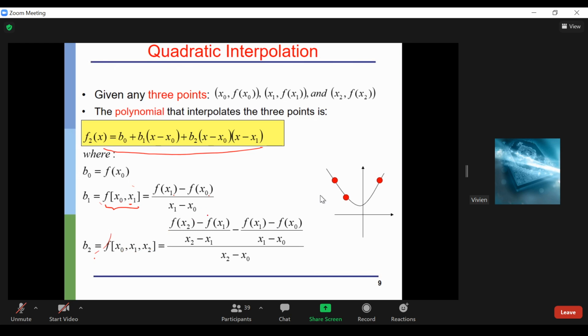And how to calculate that? That will be the first divided difference between x1 and x2, minus the first divided difference between x0 and x1, and that is divided by x2 minus x0.